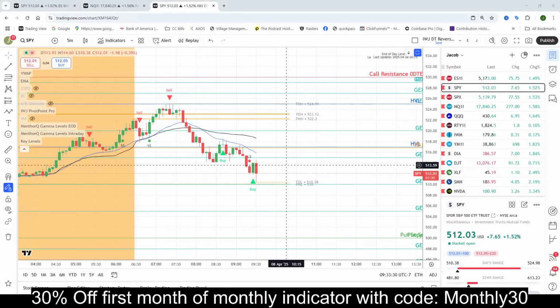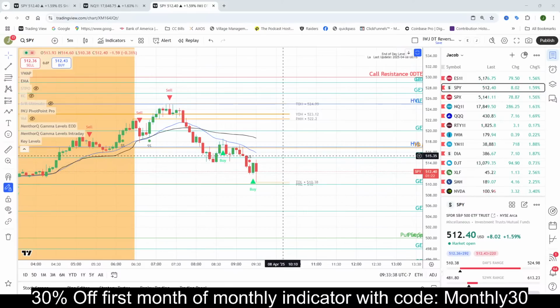I do overall expect the market to bounce, and any break of yesterday's low should be considered a big warning to the bulls.